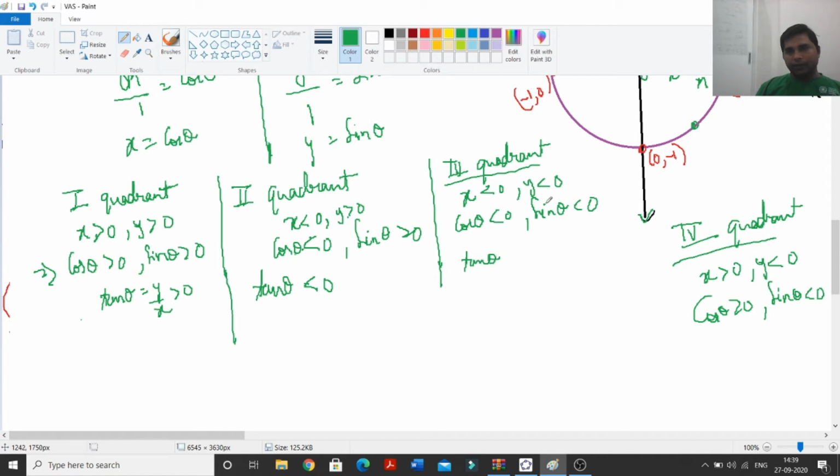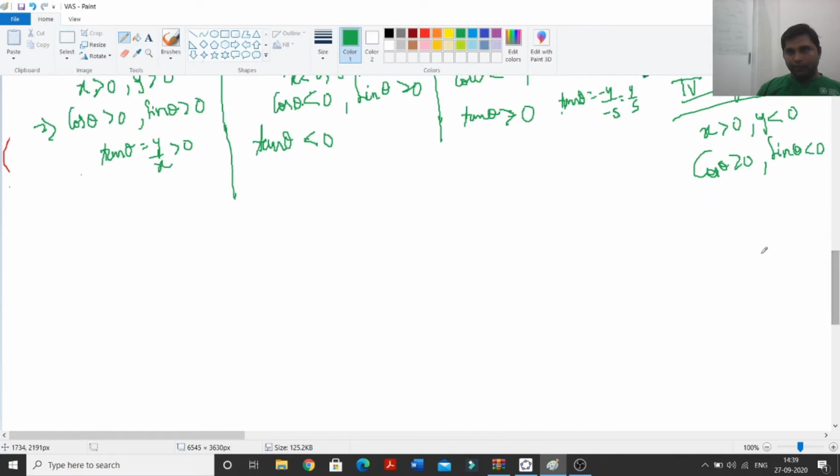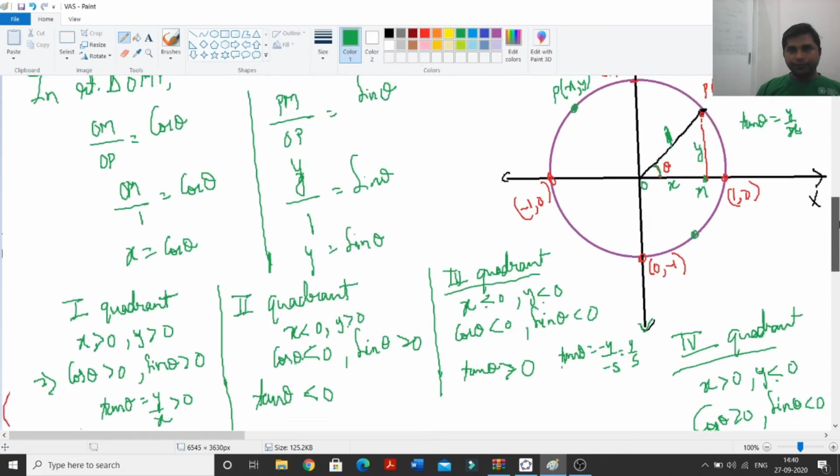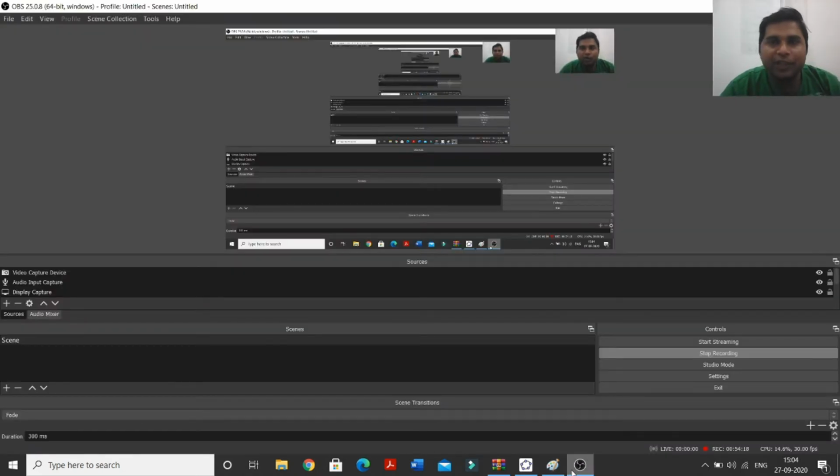Tan theta here: y is negative, x is negative, both are negative, so tan theta will be positive, because negative and negative get cancelled. For example, tan theta equals minus 4 over minus 5, which will be 4 over 5, right? So it is positive because x and y both are negative. In the fourth quadrant, tan theta, as it is y over x, y is negative, x is positive, so it is negative.